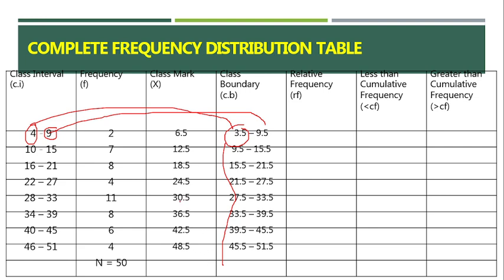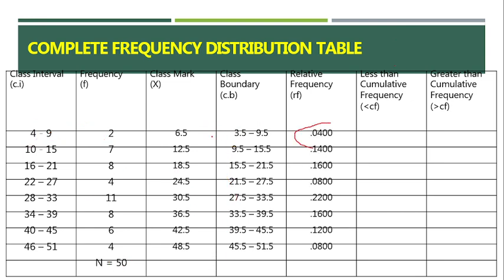Next, relative frequency. How do we compute the relative frequency? What's the formula? Frequency over n. What's your frequency? 2. 2 divided by 50. What's the answer? That is 4%. That is 4%, ha? Maybe you're wondering how that value happened, no? So if you're going to compute 2 divided by 50, it is 4%. Just that you need to move it to decimal places. That's why it will become 0.04.